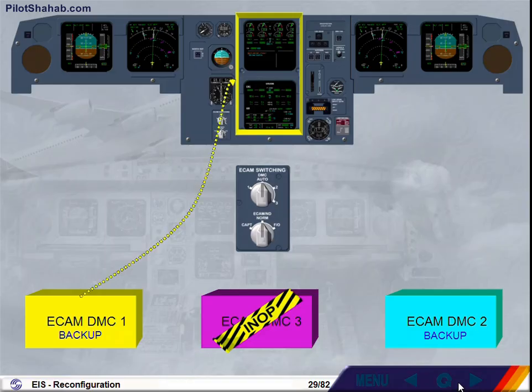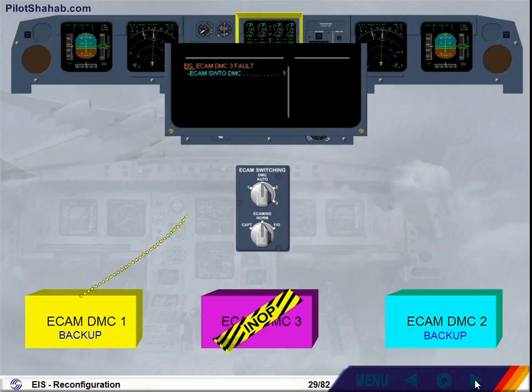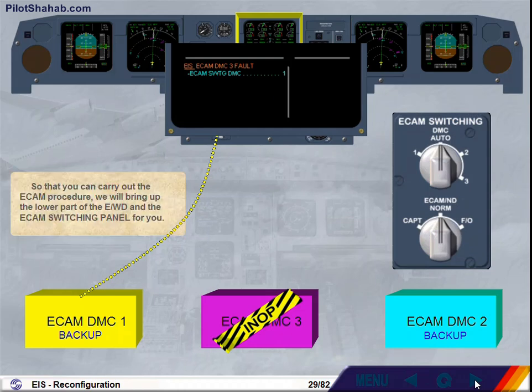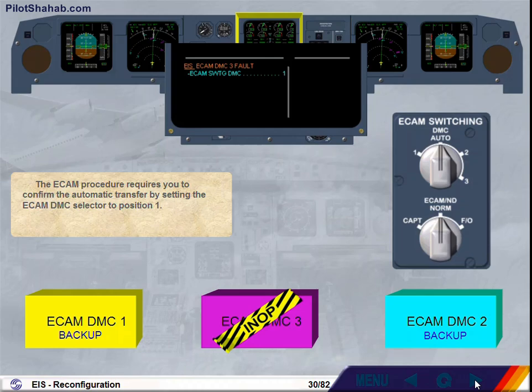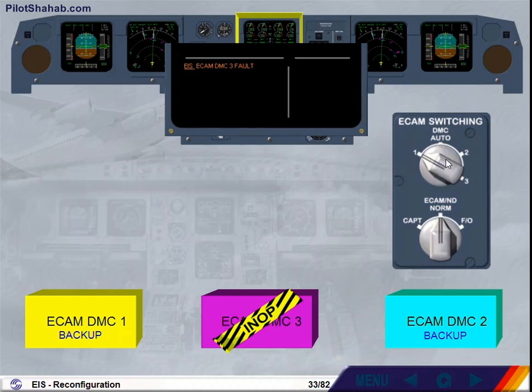So that you can carry out the ECAM procedure, we will bring up the lower part of the engine warning display and the ECAM switching panel for you. The ECAM procedure requires you to confirm the automatic transfer by setting the ECAM DMC selector to position 1. Carry out the ECAM action. The controls are now in accordance with the system configuration. ECAM DMC1 supplies information to the engine warning display and system display.